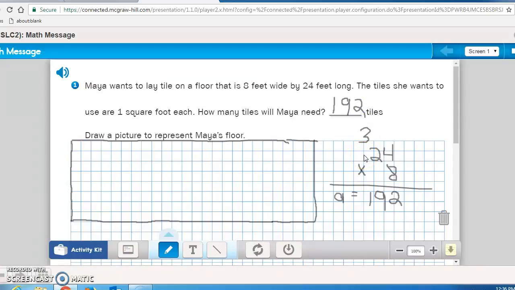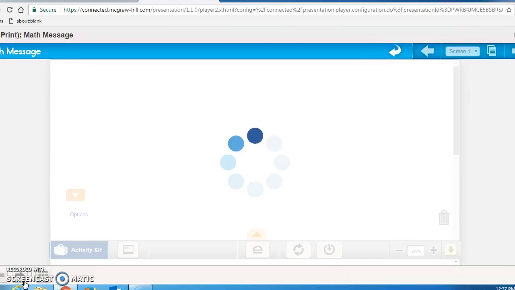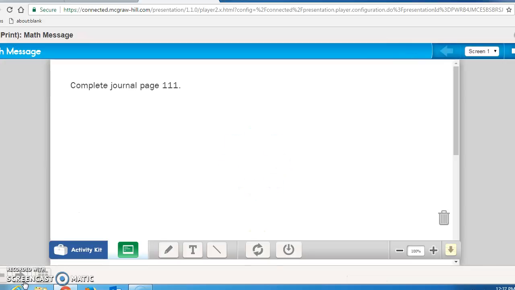Pause the recording at any time if I am talking too fast or going through this problem too quickly for you. Remember, another way you could have done it is you could have written the number 24 down 8 times and added it, or you could have written down the number 8 24 times, but hopefully you've noticed that that would take a lot longer to do and you have a bigger chance of errors that way too.